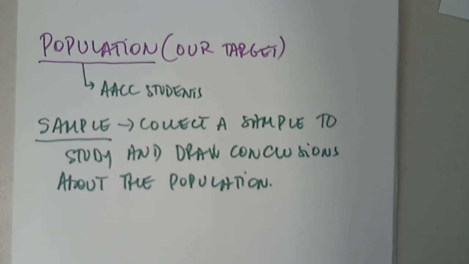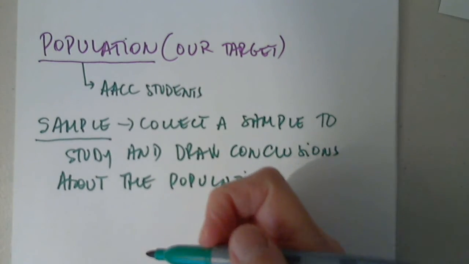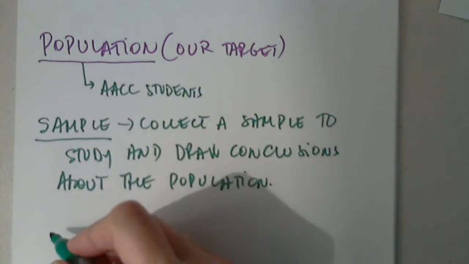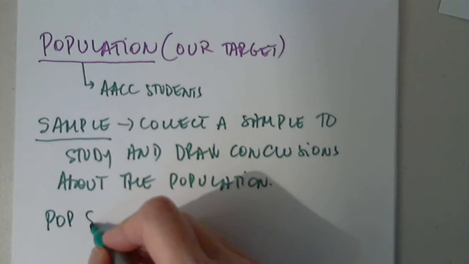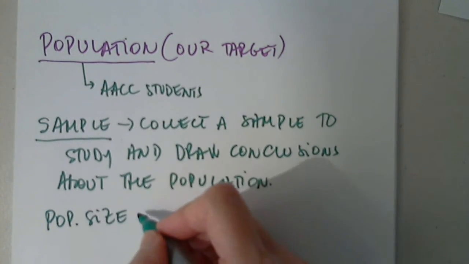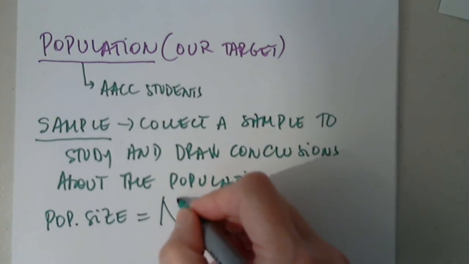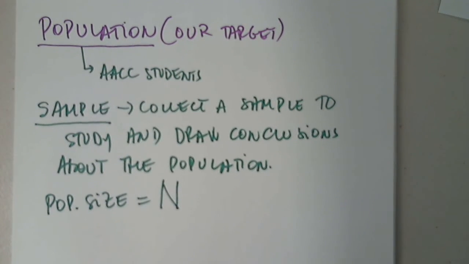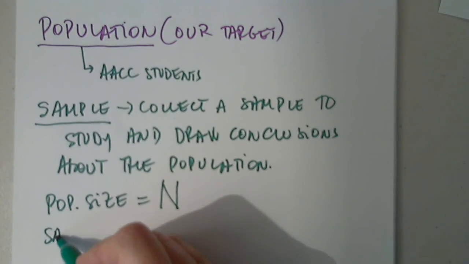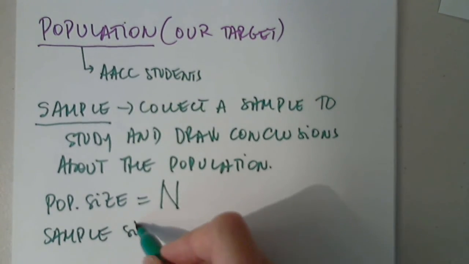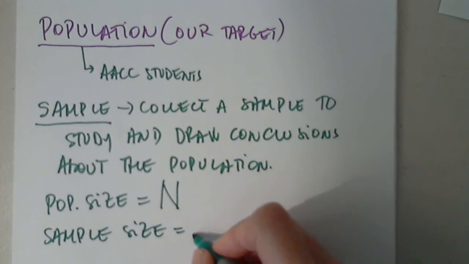Now, this is the first thing that we should establish from the very beginning. The population size is denoted by uppercase N. Sample size is denoted by lowercase n.